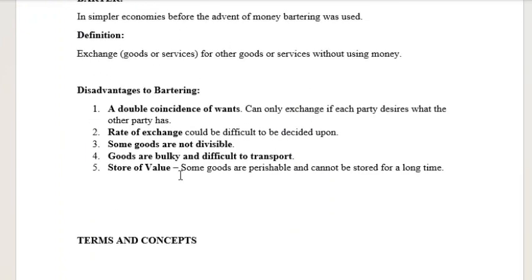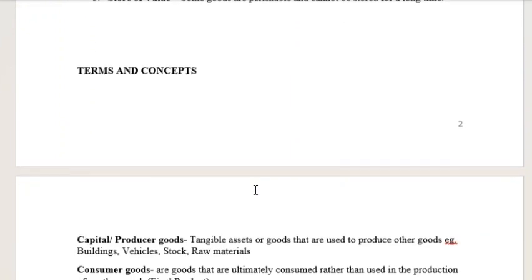Let's look at disadvantages of bartering. A double coincidence of wants: one can only exchange if each party desires what the other party has. The rate of exchange could be difficult to decide upon. Some goods are not divisible. Goods are bulky and difficult to transport. Store of value: some goods are perishable and cannot be stored for a long time.